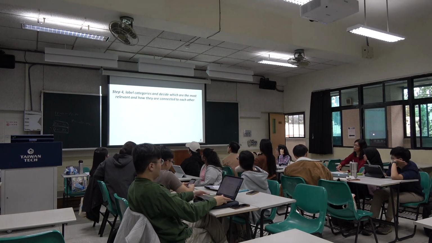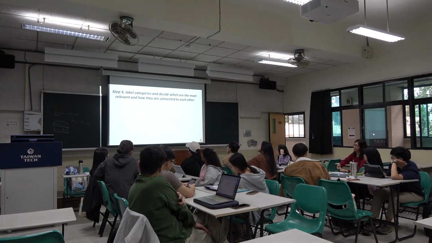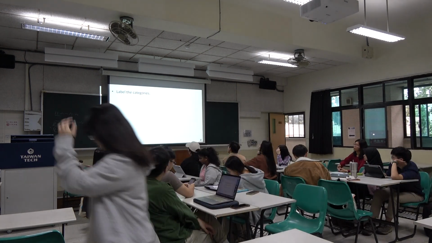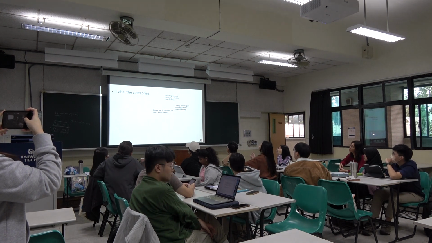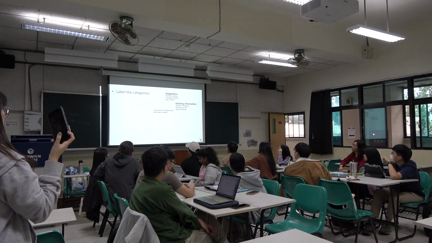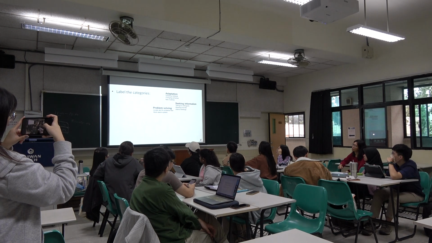Step 4, label categories and decide which are the most relevant and keep those, and also decide how they are connected to each other. Label the categories. Well, in my example, I had 3 different categories. I'm going to call the first one adaptation, and the second one is seeking information, and the third one is problem solving.